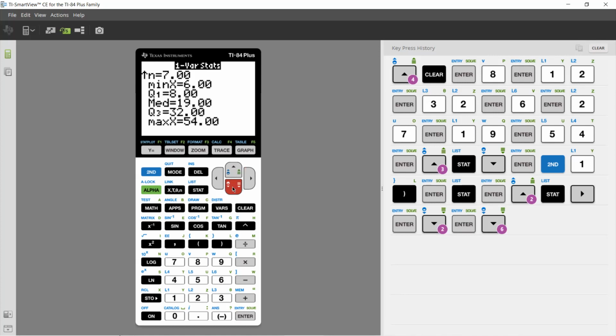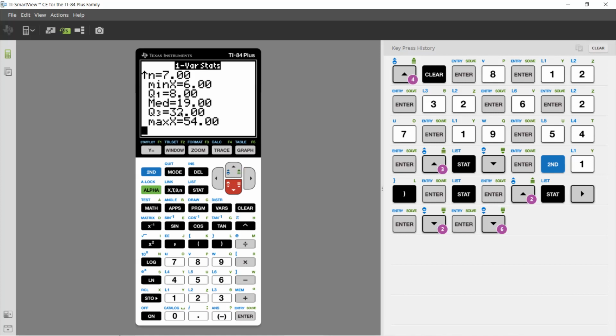There's your five number summary. Remember what the five is: the minimum, Q1, the median, which is Q2, your Q3, and your max. So here's your five number summary. Half of this question is to write this down: minimum 6, Q1 8, median 19, and so forth.